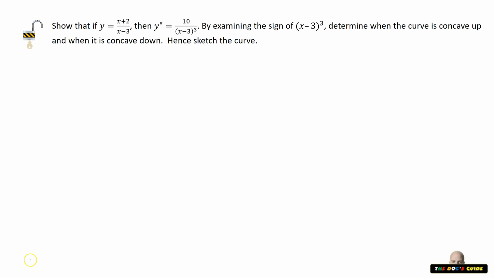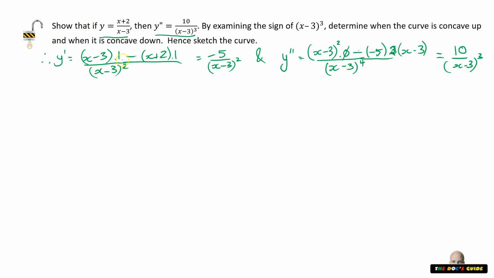First part of our next example says show that if y is this, then y double dashed is that, so I'll just do that. We can see as we run through this with the quotient rule, this is our first differential here, and then we apply our quotient rule and get our second differential. We notice that we've got plus 10 times x minus 3 over x minus 3 to the fourth, so one of the x minus 3's cancel, and then we've got this set up here.